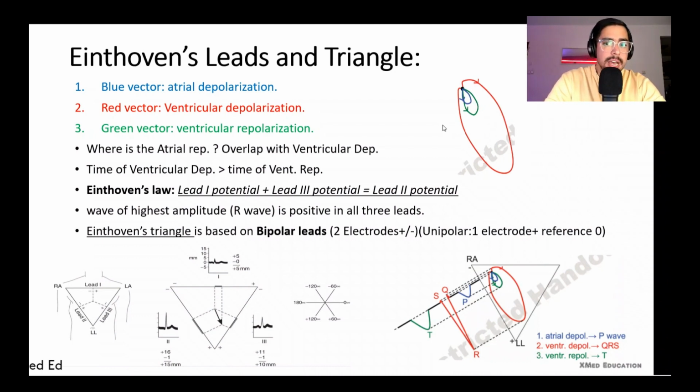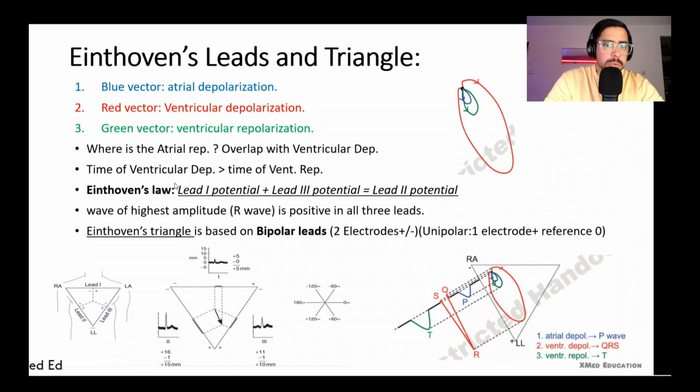That's the reason. And why is there no vector for atrial repolarization? Because it overlaps with ventricular depolarization. Why? Because when the atrial depolarization happens, the signals, the pulses, go to the ventricle, and the ventricle starts depolarizing right after the atrial depolarization. So the atrial repolarization will overlap with the ventricular depolarization, which is much bigger, so we can't see the atrial repolarization, which is very small.